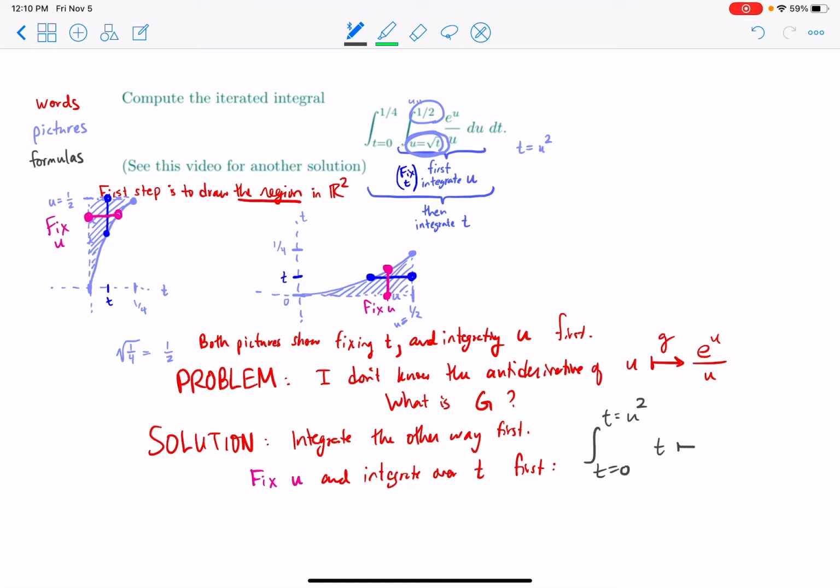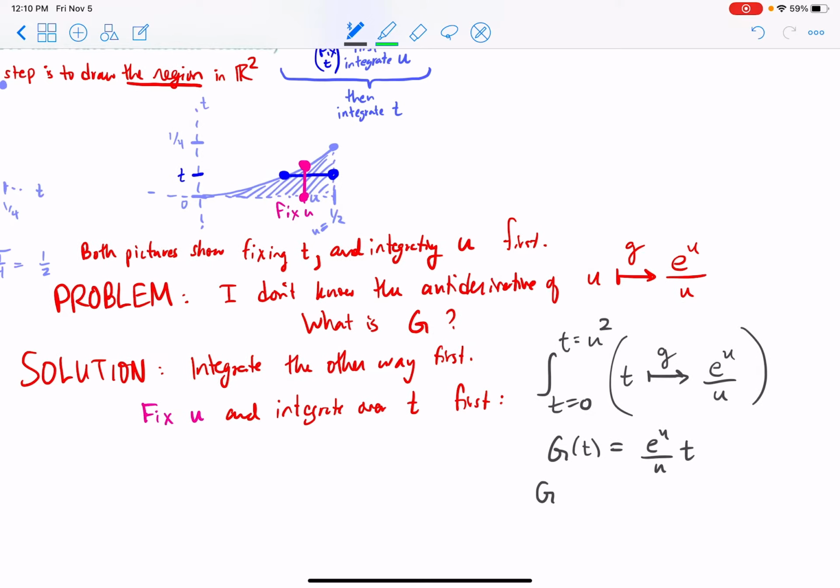And now my function, which I'll call little g, sends t to e to the u over u. It just completely ignores t and spits out this. It is a constant function. U is fixed. It's a constant function. And so, capital G of t is a very easy function. It's just e to the u over u times t. Okay, great. Then the fundamental theorem of calculus says that I plug in at the endpoints. And that means I get e to the u over u. I replace a t with a u squared.